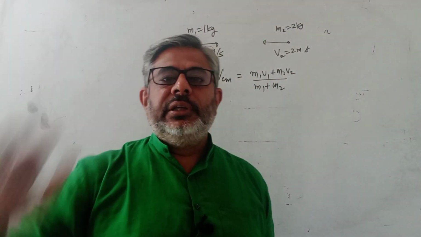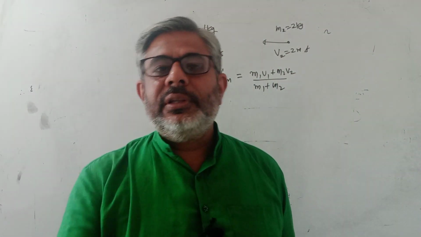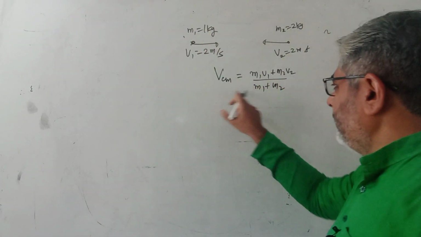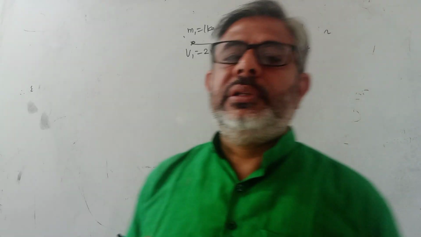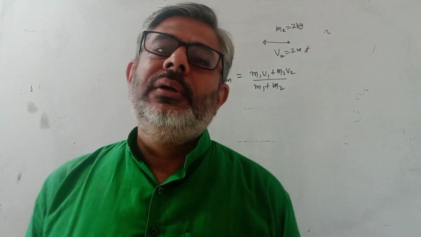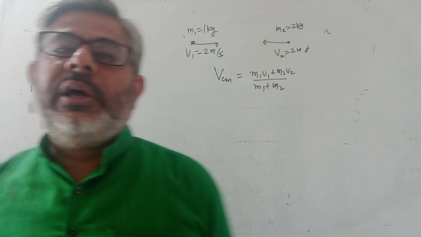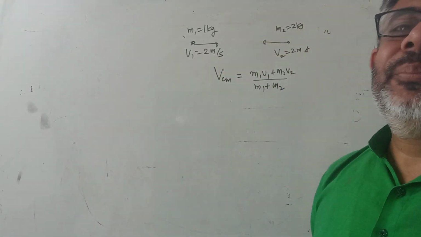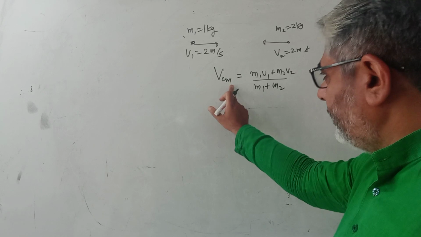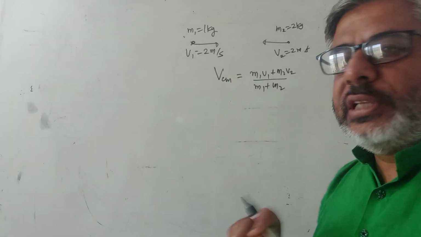So I would have said 3 meters per second, the unit. But this is the wrong answer. This is not the correct answer. Why? Because its velocity is plus 2, its velocity is minus 2, and I told you this is the velocity. So you have to take care of the signs for velocity.